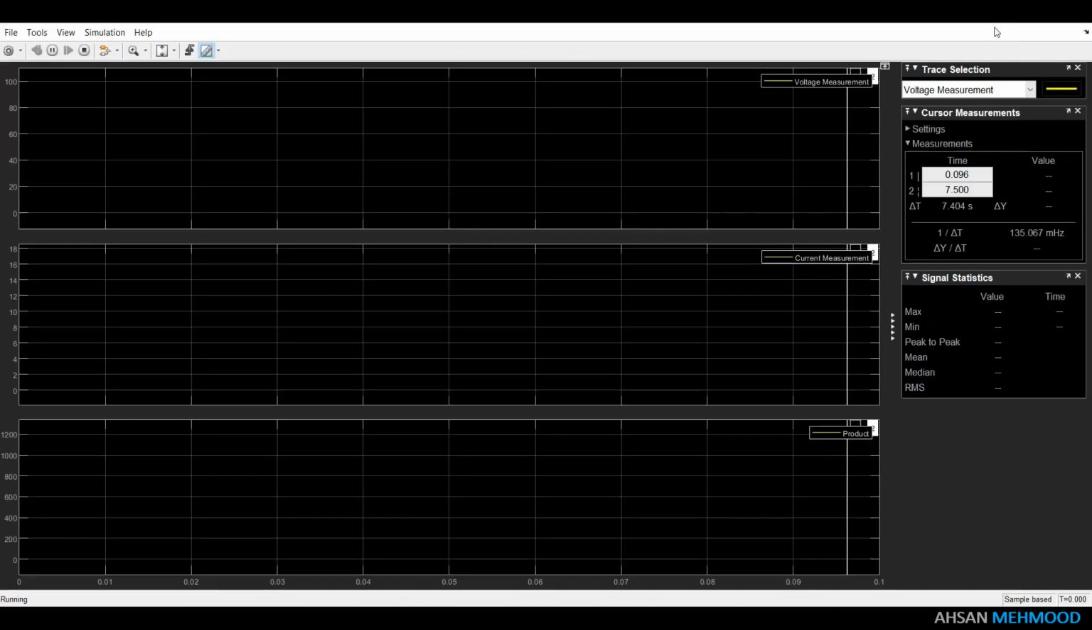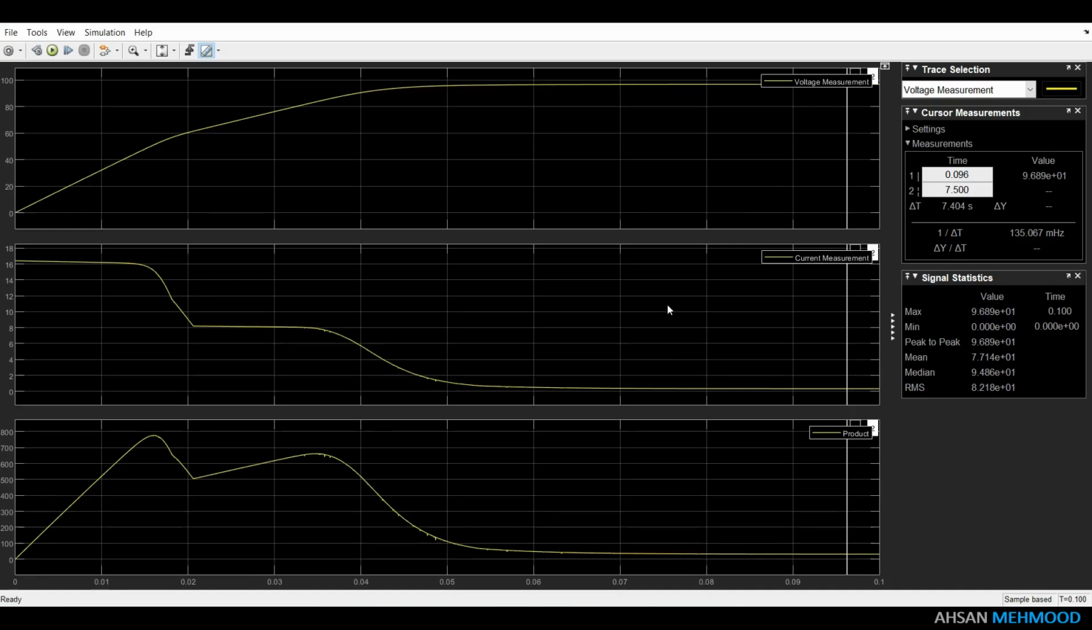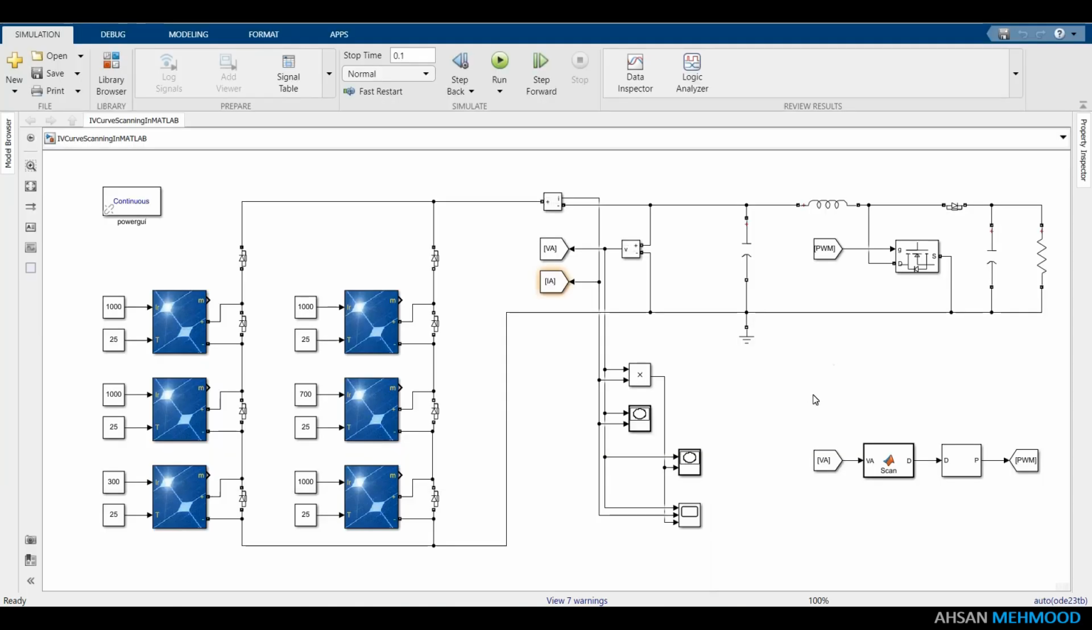We can also test this circuit for partial shading, and we can see that MPP occurs at 776 watt and 51.1 volt, just like in the prior case. Online IV curve scanner demonstration is now complete.